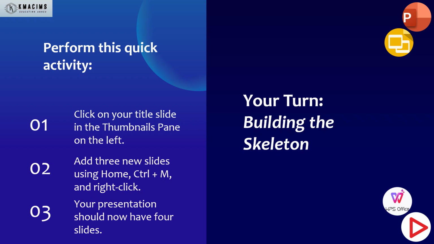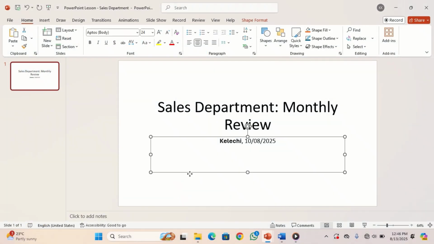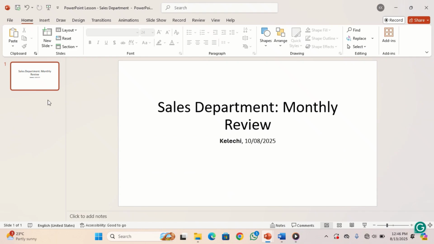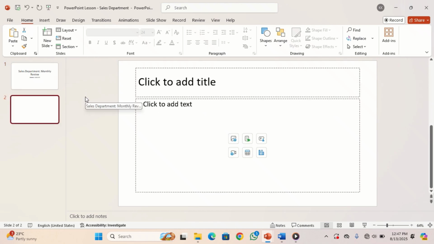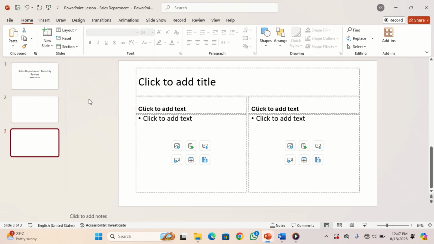Let's practice. Open the presentation you've been working on. 1. Click on your title slide in the Thumbnails pane on the left. 2. Now add 3 new slides. For the first one, use the Ctrl+M shortcut. For the next 2, use the New Slide button. 3. Your presentation should now have 4 slides. You've just built the basic skeleton of your presentation.